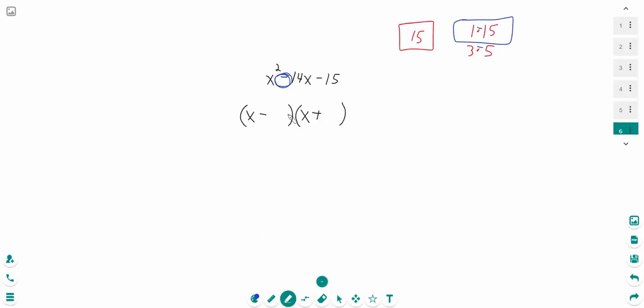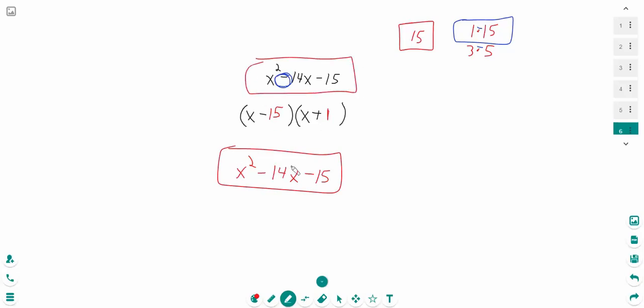So again, the 15 goes with the negative sign. So we'll put that 15 right here. And then we have the 1 over here. And again, let's just do a sanity check here. Just make sure that everything is the way it's supposed to be. If we do a FOIL, x times x is x squared. We have our outside, which is going to be a positive x. Our inside, which is going to be a negative 15x. Positive x and negative 15x is a negative 14x. Negative 15 times a positive 1 is a negative 15. Bingo, that does match with this. So therefore, our solution is this one.